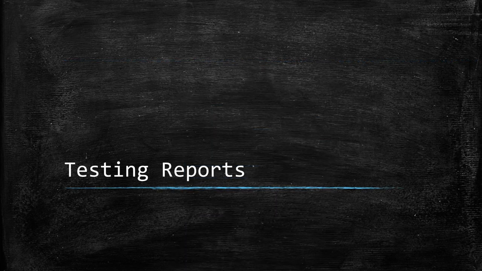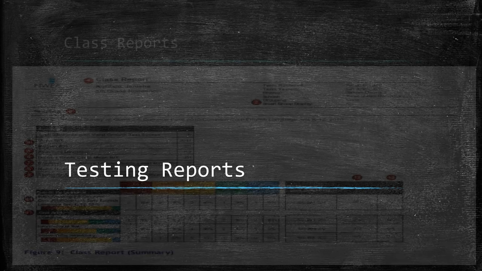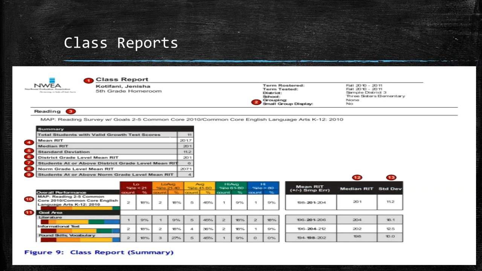One of the best features about MAP is that it provides a lot of different reports that provide valuable information to the teacher. Right here is a class report. As you see right here by the numbers, number one, this is the class report. Number two is the name of the class. Number three is the subject. Number four is the average class score on the test.